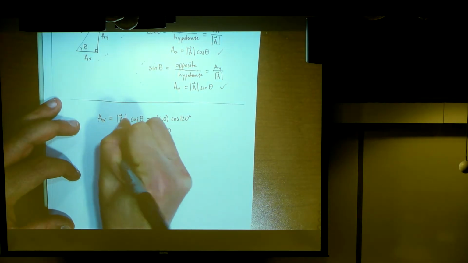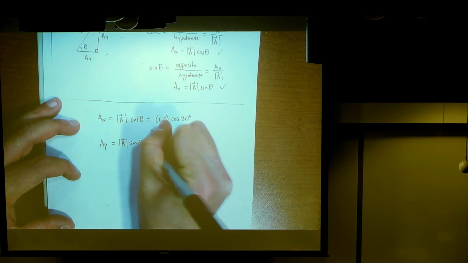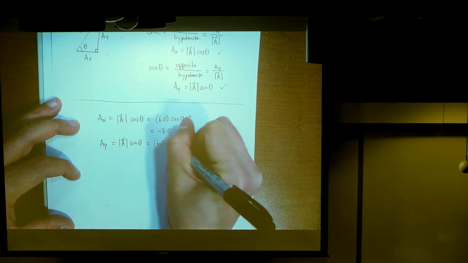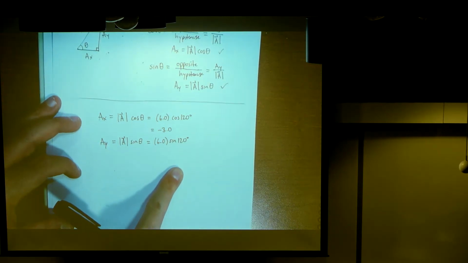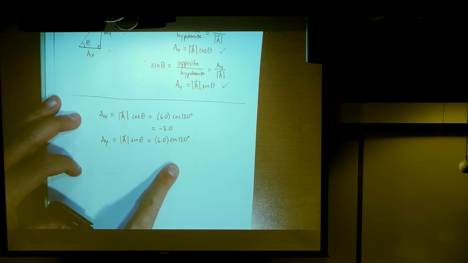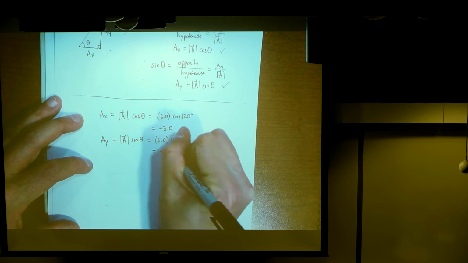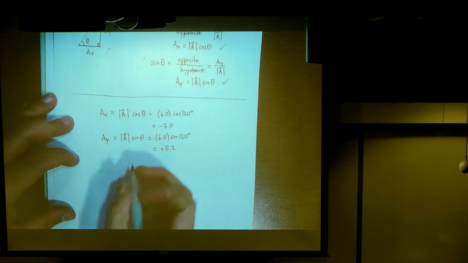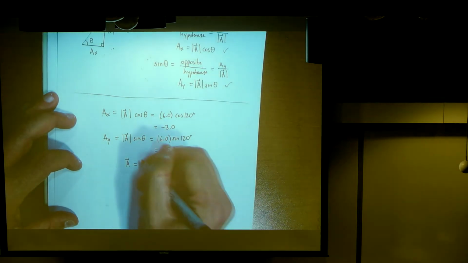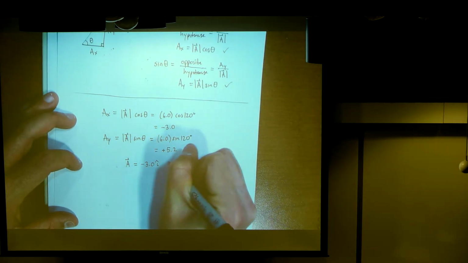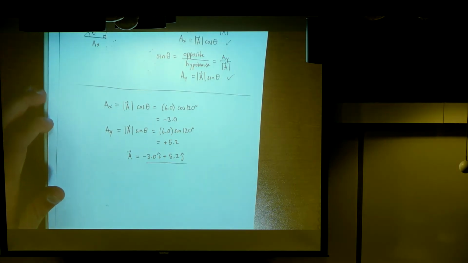And then ay, that would be the magnitude A times sine of theta. So we just take 6.0 sine of 120 degrees. Make sure you're in degrees mode, by the way, on your calculator. And then what does the calculator return for this result? 5.2. Returns positive 5.2. So what does that give us? A, if we write it out as a full vector, is minus 3.0 i hat plus 5.2 j hat. That's the standard format. Okay?